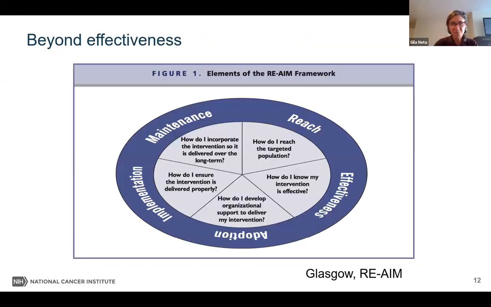This comes from the RE-AIM framework, which nicely articulates the goals of our field. So these are the other dimensions beyond effectiveness that we need to be considering. So how do we develop organizational support to deliver the intervention? How can we ensure the intervention is properly delivered and can be maintained over time beyond the scope of a study? And how can we ensure it reaches everyone who could benefit? So these are some of the research objectives of the field of implementation science.